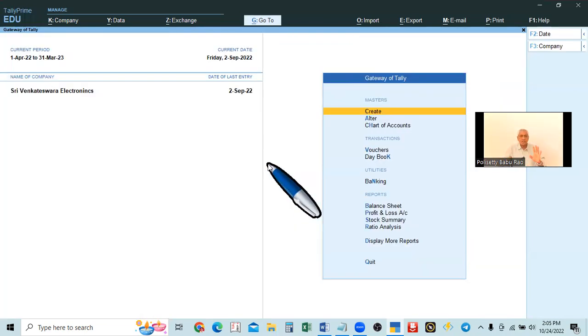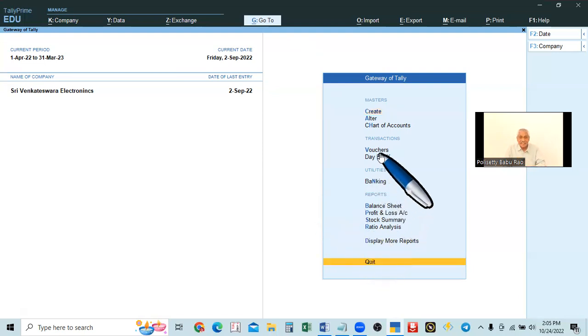So I selected our company, Sri Venkatesh Electronics. Our business is electronics business; we did Sony TV and all that, which we learned now. So we have to enter the Gateway of Tally. From the Gateway of Tally, what we have to do now is make the entries, that is, create vouchers.